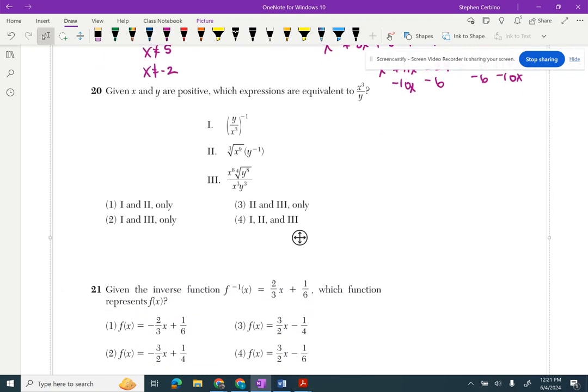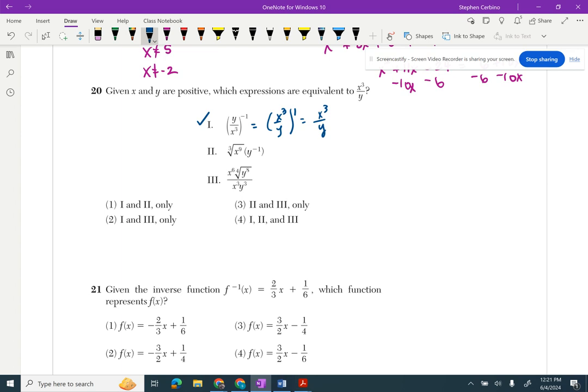Number 20 asks us which expression is equivalent to x to the third over y. So here we have to just deal with our exponent properties. So let's start with 1. If I have something to the negative first power, I can just take the reciprocal of that and make it positive one. So this would be x to the third over y to the first power. Anything to the first power is itself, so we get the same thing back, so that one checks.